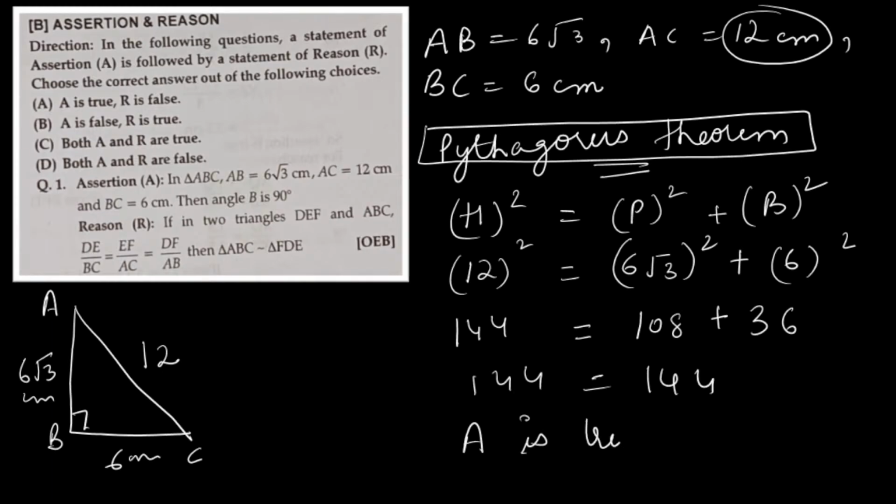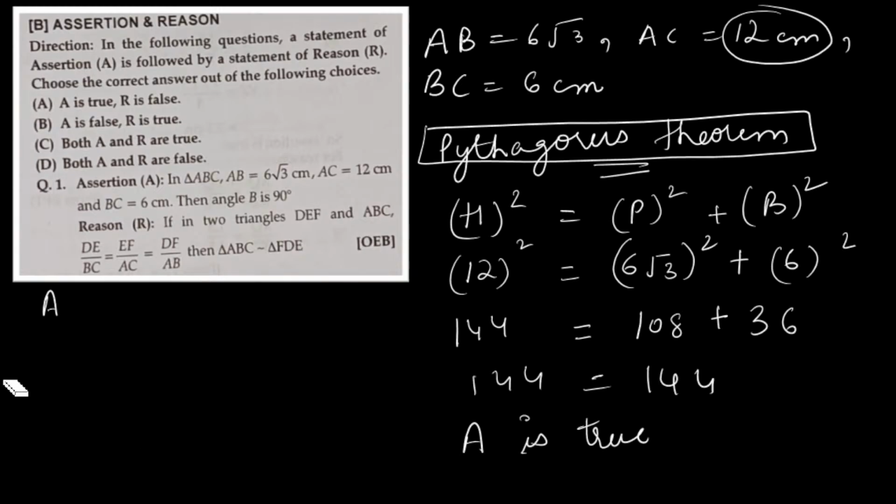So always remember: how to figure out whether a triangle is a right angle triangle? We can do it with the help of Pythagoras theorem. Okay, so A is true. Let's check the second one now.